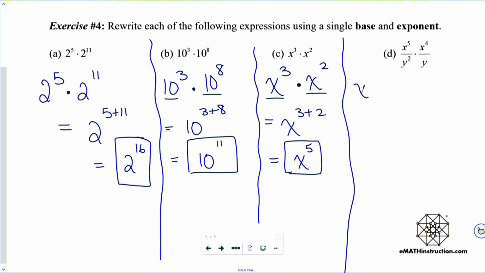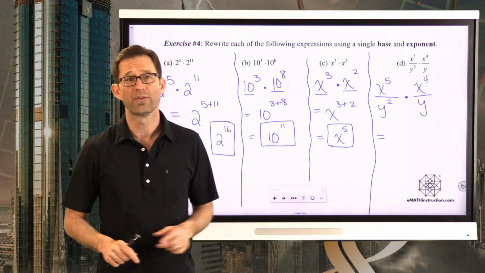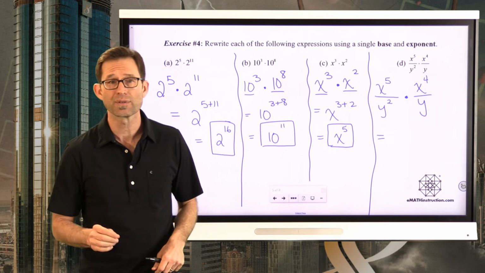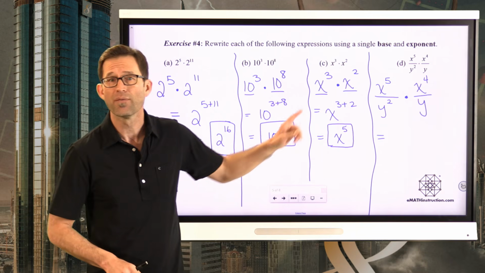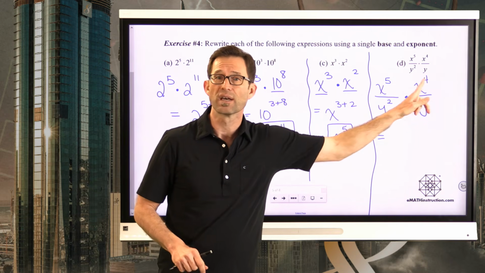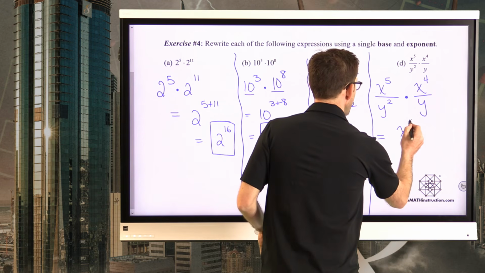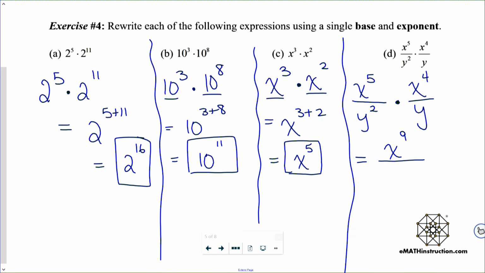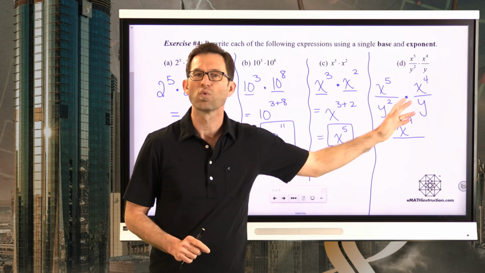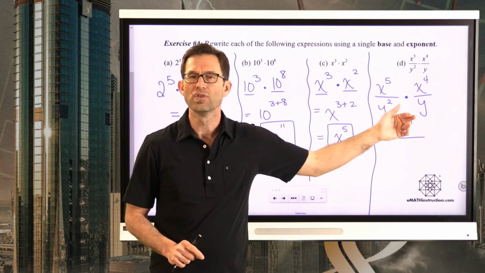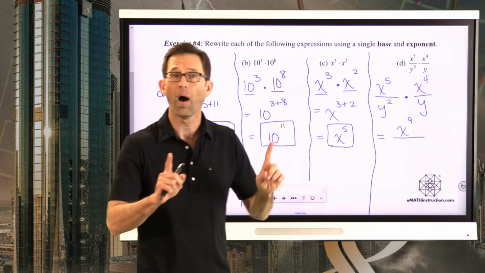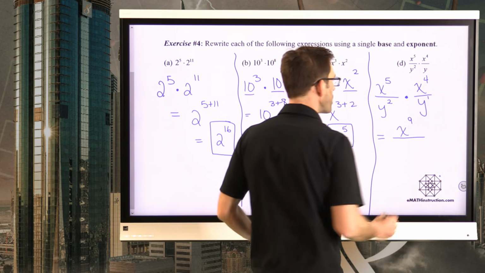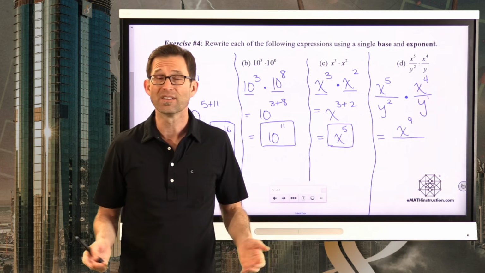Here I've got x to the fifth divided by y squared times x to the fourth divided by y. Well, remember that when you multiply two fractions, you multiply their numerators and you multiply their denominators. So if I multiply the numerators, I've got x to the fifth times x to the fourth, which will be x to the ninth. Now in the denominator, I've got y to the second times y. Now you might wonder about what you should do with that given that it doesn't have an exponent sitting there, but it really is y to the first. There's only one y there, it's y to the first.